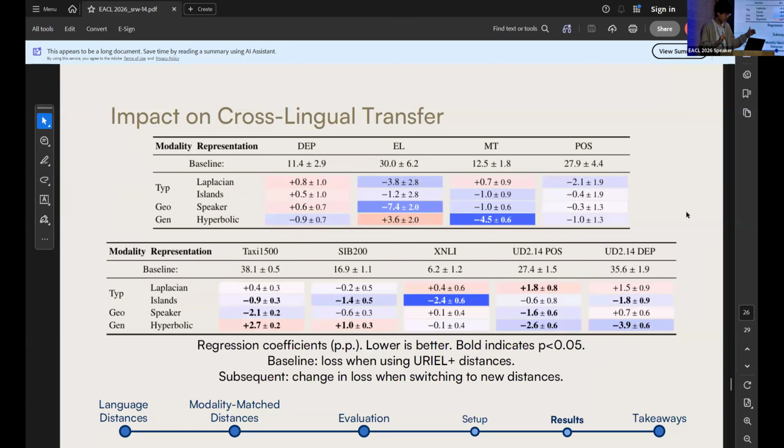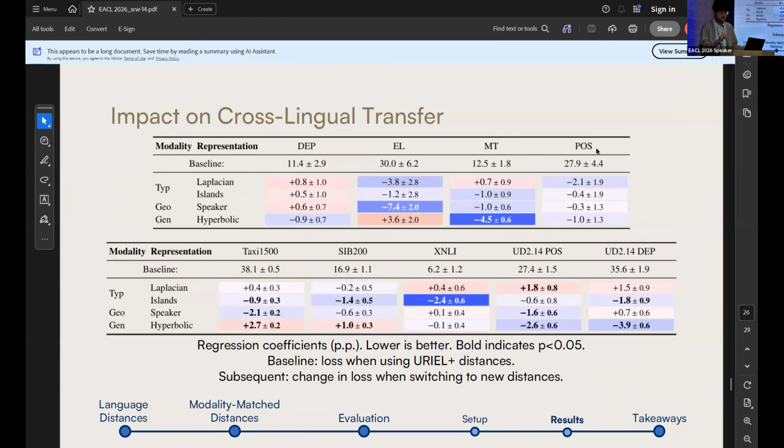And so here are the 9 tasks that we study, where the first 4 at the start here are essentially replicating the performance scores for dependency parsing, entity linking, machine translation, and part-of-speech tagging that were already studied by Lin et al.